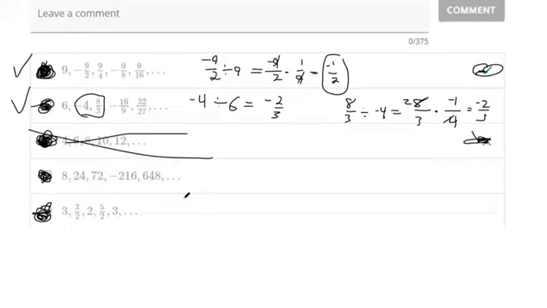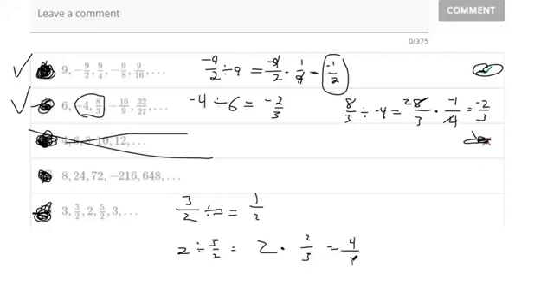So let's check this one. If I take the next term, divide by the current term, 3/2 divided by 3 makes 1/2. That might be our common ratio. Let's take this term, divide by this term. 2 divided by 3/2. See if that pair works. That's 2 times 2/3. Gives us 4/3. I don't get the same common ratio if I find the ratio between these two numbers and these two numbers. So this one's not geometric either.